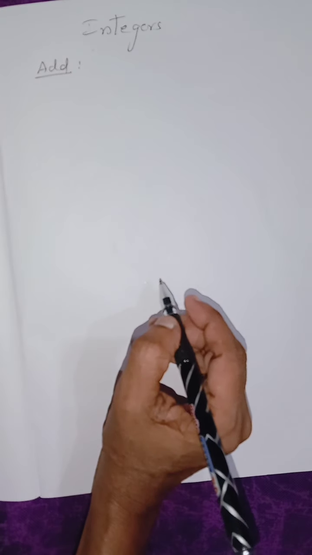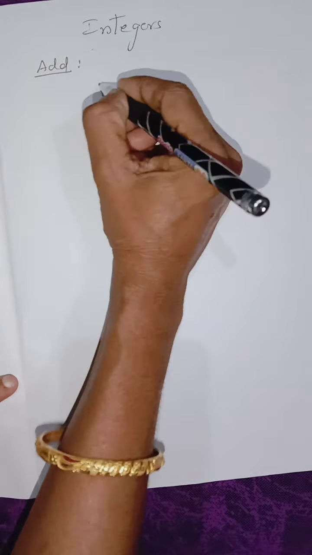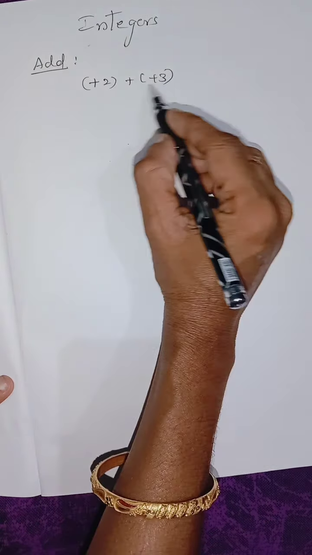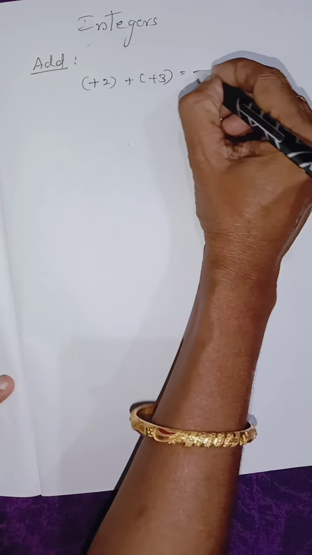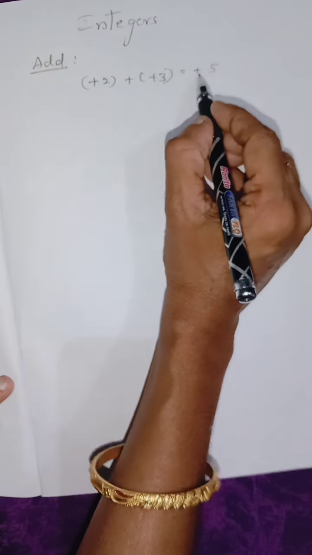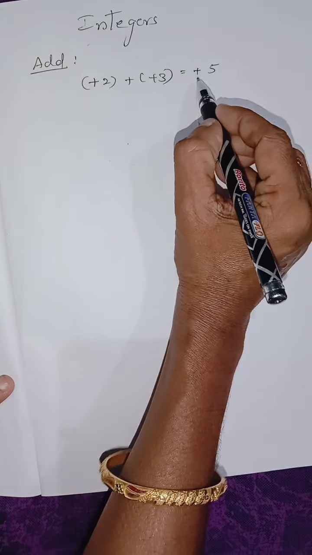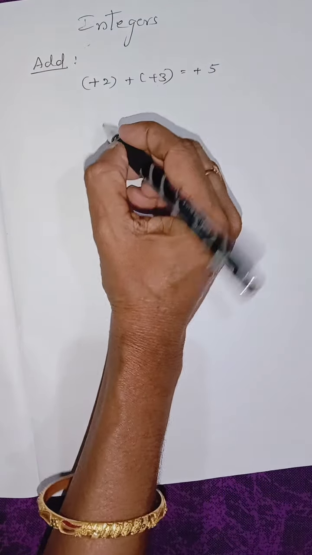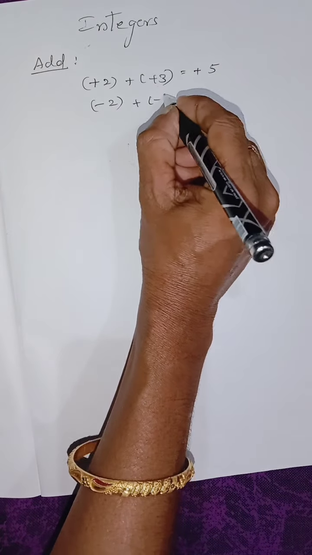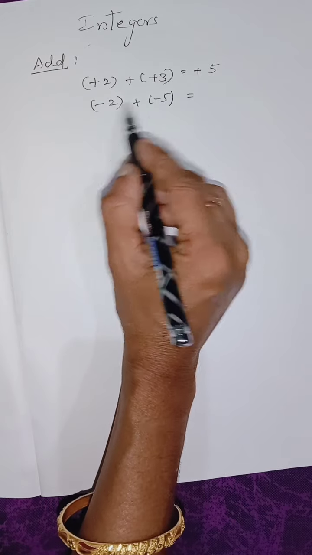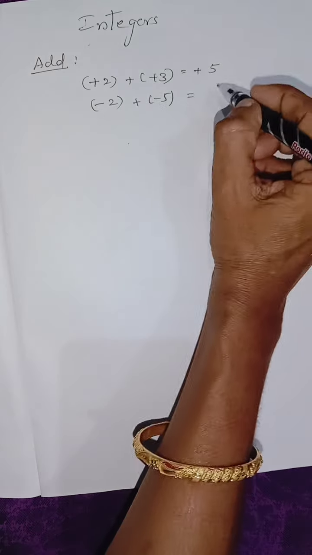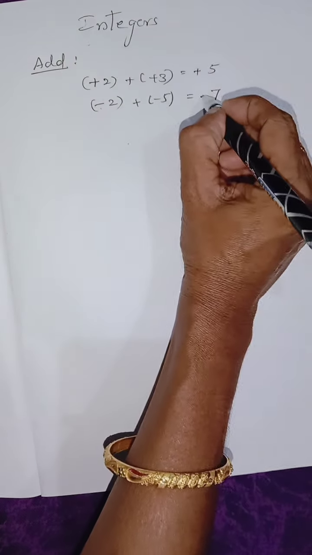In the first case, if both integers are positive, for example, positive 2 plus positive 3, then we have to add together 2 plus 3, it is 5, and the common sign is positive. So when both are positive, our answer is also positive. In the same way, if both are negative, I am taking negative 2 plus negative 5. When we are adding two negative integers, I have to add together 2 plus 5, it is 7, and the common sign is negative.